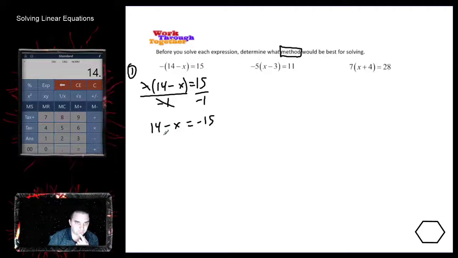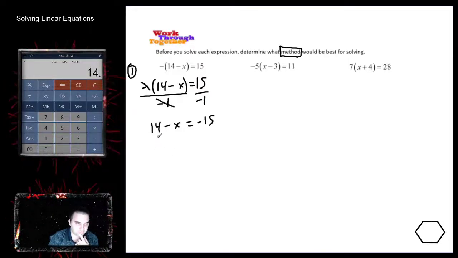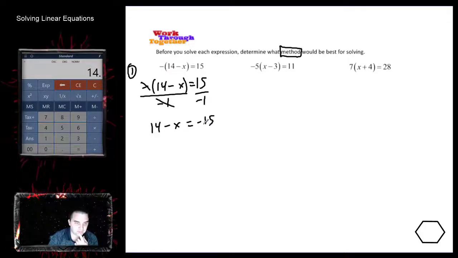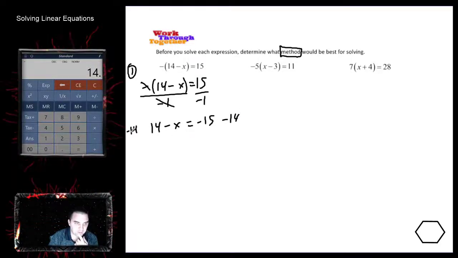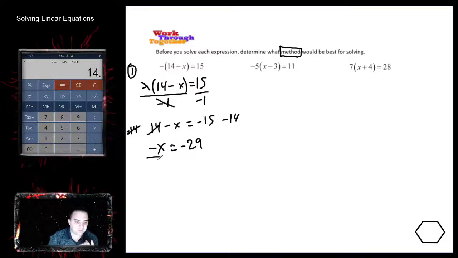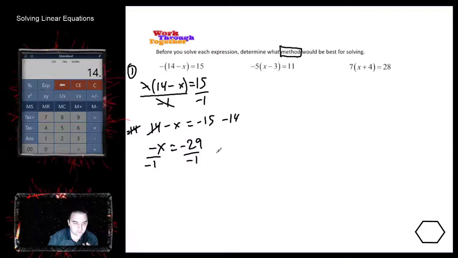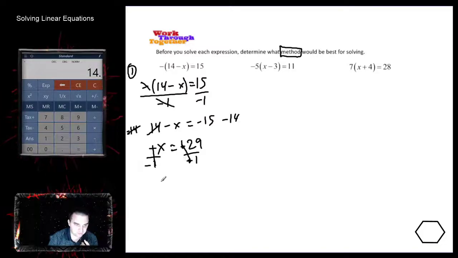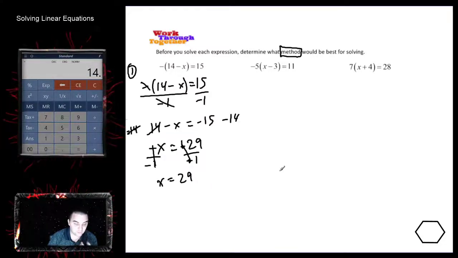Then I'll point out how I should have done it before. So now I have minus x, and I have positive 14, and minus 15. So if I want to get x to be by itself, I will have to do minus 14 on both sides. That gets rid of this, but I have minus x here is equal to minus 29. Now I have to divide by negative 1 or multiply by negative 1. It's the same thing here. And that'll cancel these negative signs out. They're positive. So I have x is equal to positive 29.